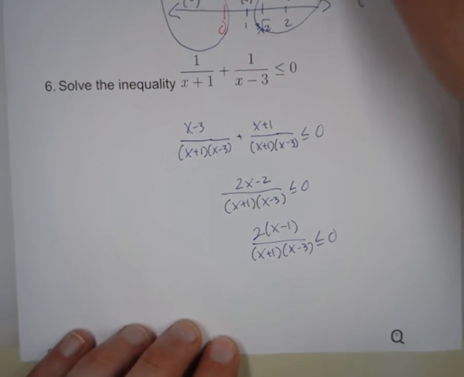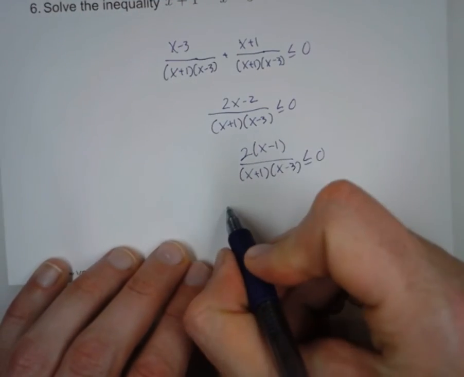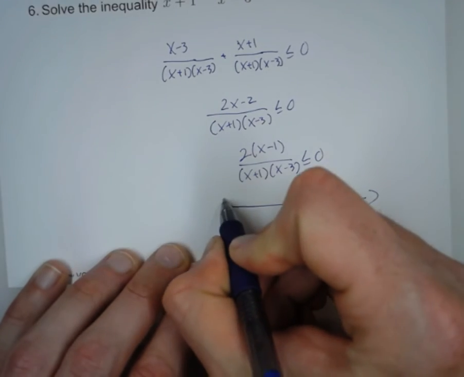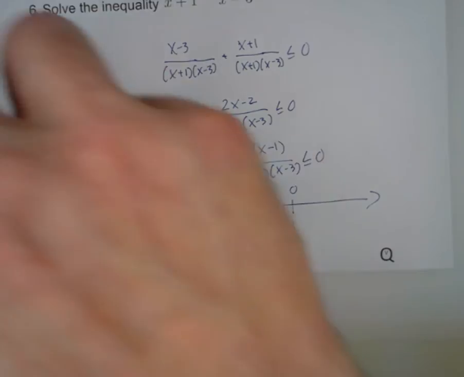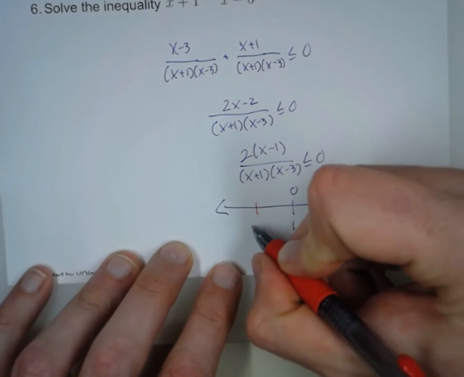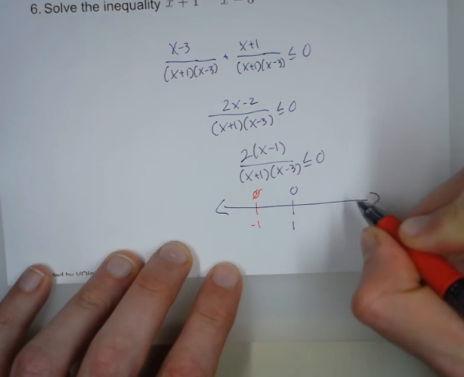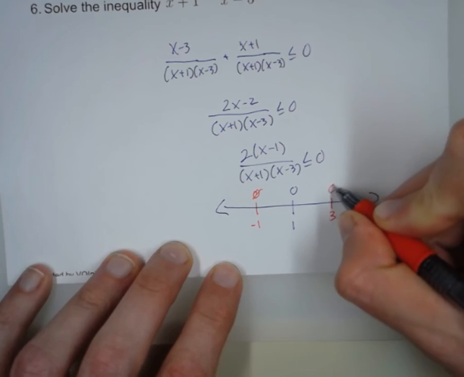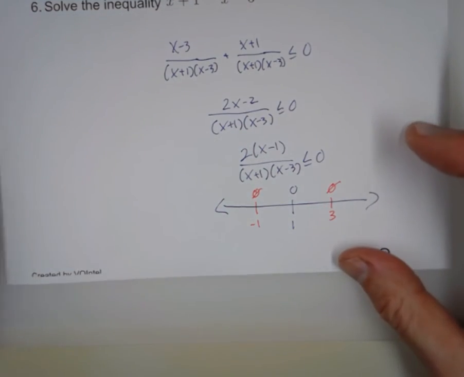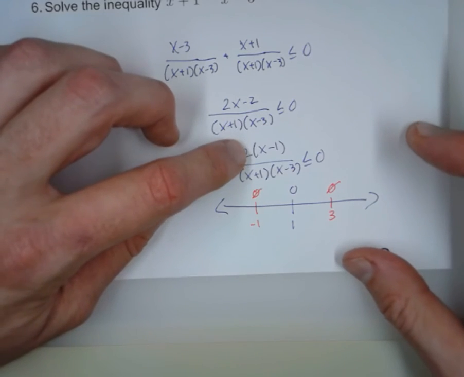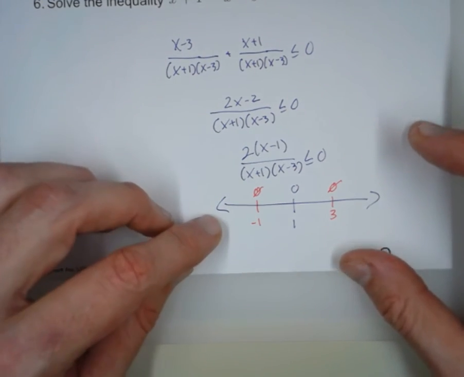So now I can fill in my sign chart. What makes the top 0? That's x equals 1. What makes the bottom 0? Negative 1 and 3. Now I don't need to worry about the 2 because the 2 will never change sign.